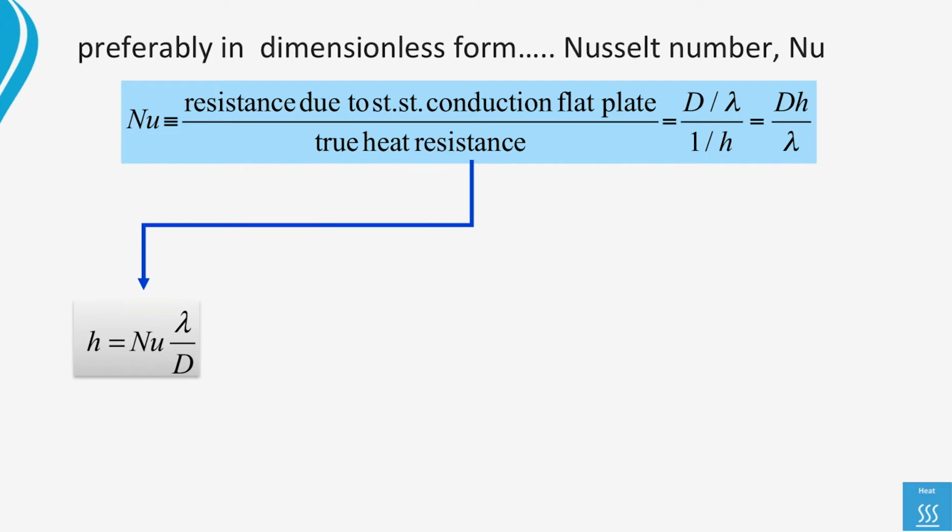This can be written in another way. h is Nusselt times lambda over d. This form shows that to a first approximation the heat transfer coefficient is given by our archetype, the flat plate. Everything that is different from the case we are actually considering is put in the Nusselt number.